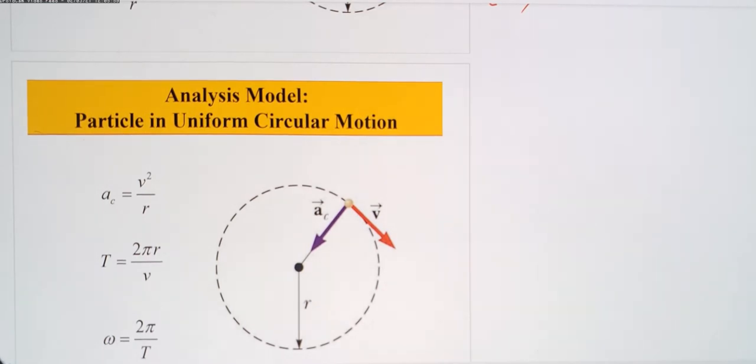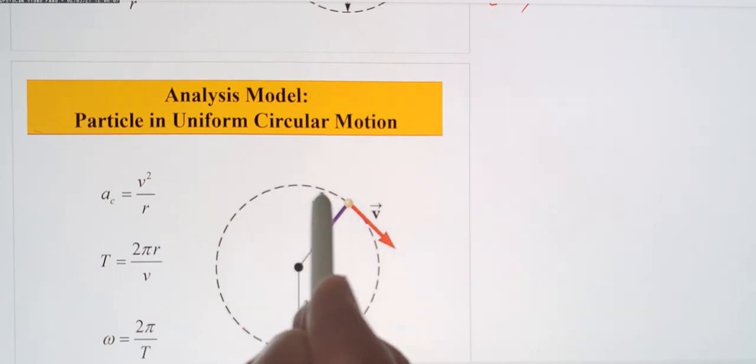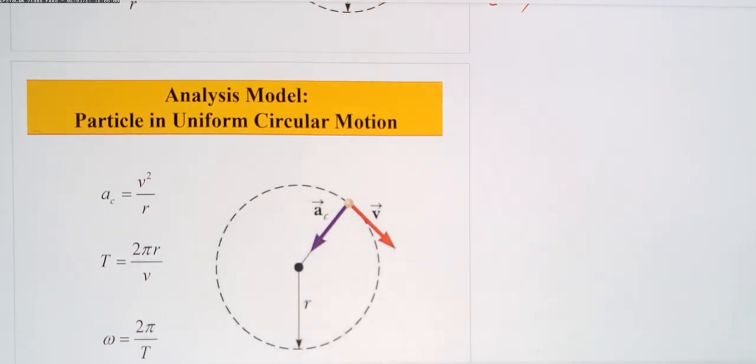Tangential acceleration is the linear acceleration, because we are moving at the edge of the circle. So that's why we call it tangential acceleration. It's the linear acceleration.